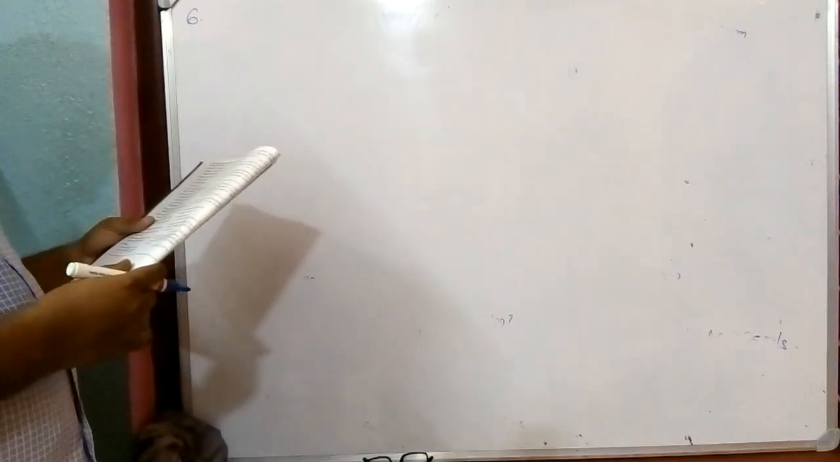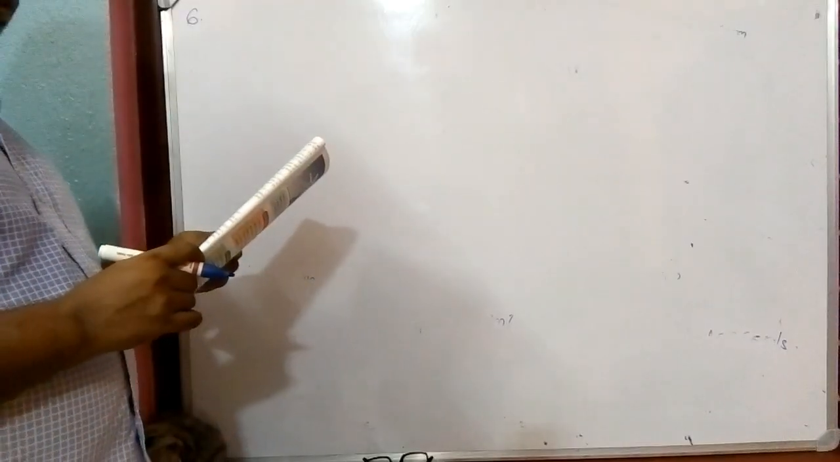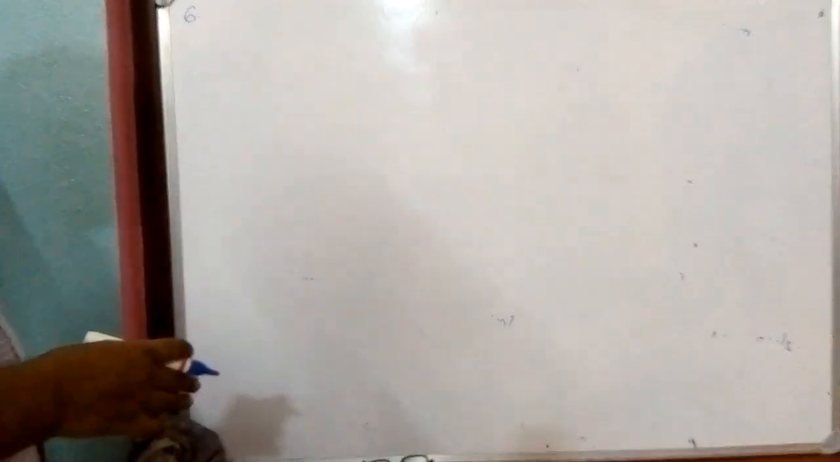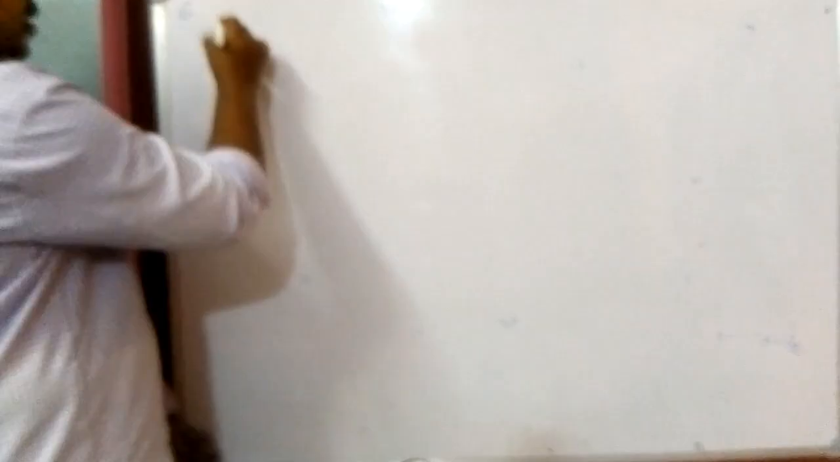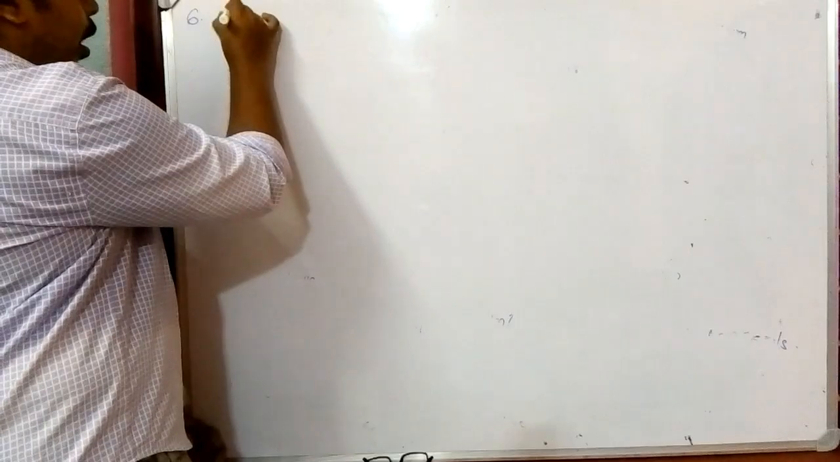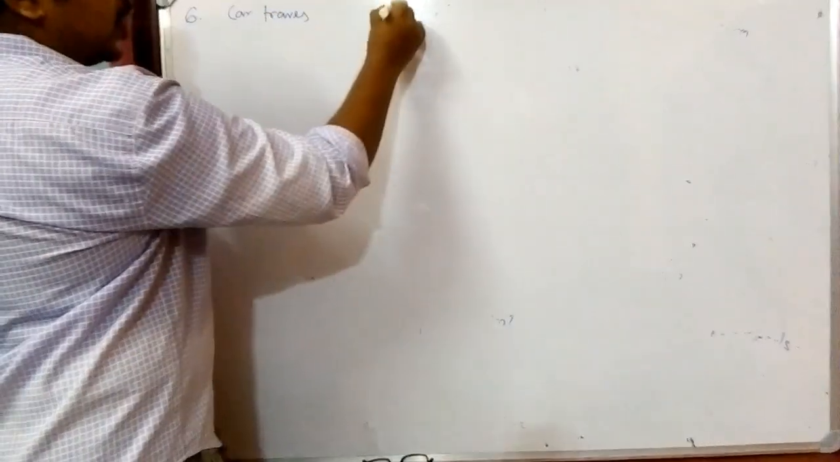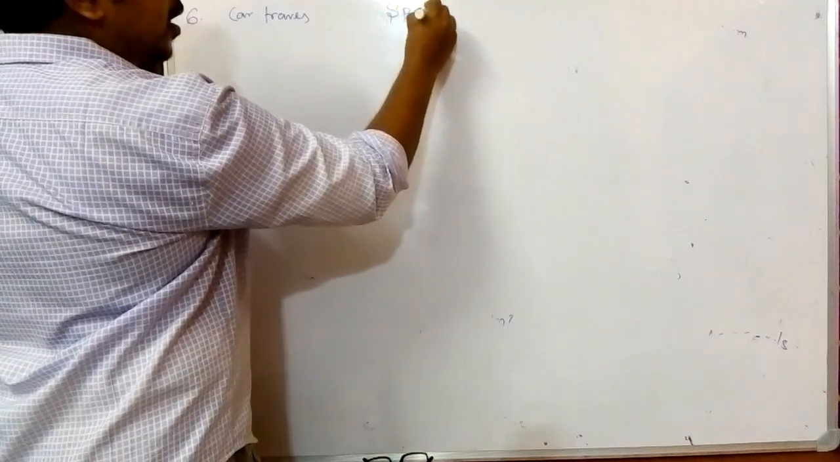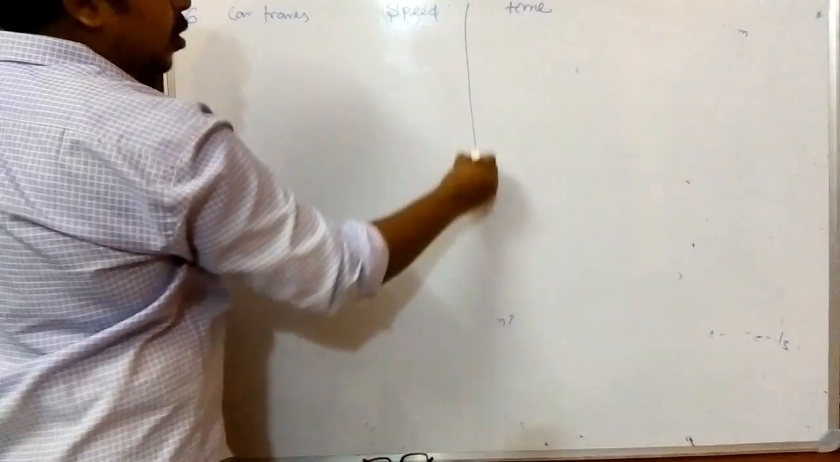Okay, a car travels with a speed of 30 kilometer per hour for 30 minutes. So it is a little bit of a difficult numerical from your perspective. Let's see. Car travels. Now what is given? The speed of the car is given. Time is given.